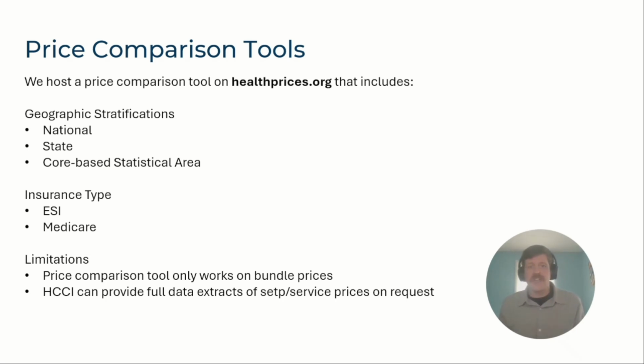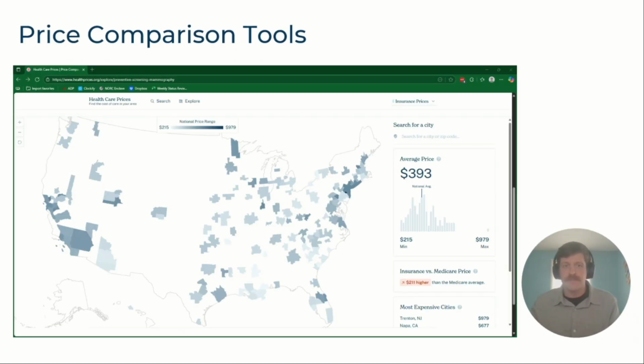The data that I've been sharing are all published on our website, healthprices.org. On healthprices.org, we have a price comparison tool where users can compare bundle prices across states or metro areas, and also do these deeper dives into the step and service prices within a geographic area. Another cool feature is that you can compare prices between Medicare and commercial insurance on most of the bundles.